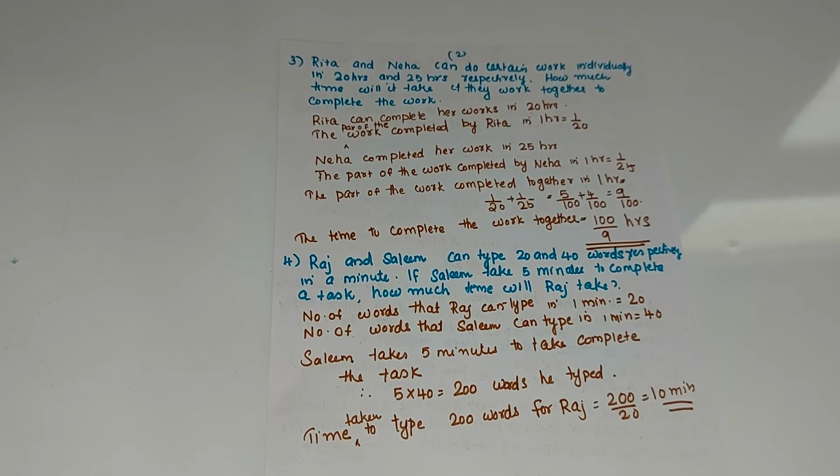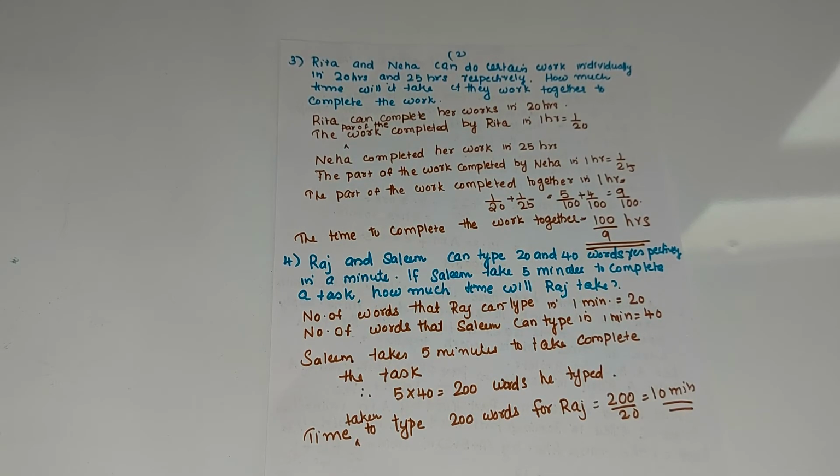Now, next one. Raj and Salim can type 20 and 40 words respectively in a minute. If Salim takes 5 minutes to complete a task, how much time will Raj take? So, Raj will type 20 words in a minute and Salim will type 40 words in a minute. And if Salim takes 5 minutes to complete a task, so he took 5 minutes.